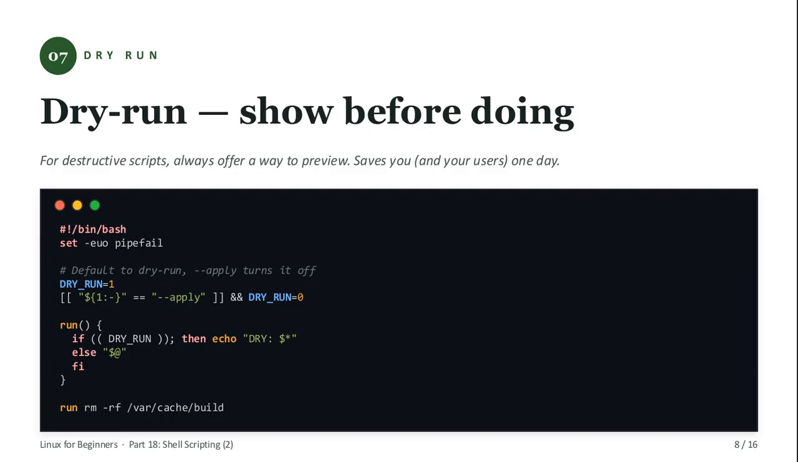Now, traps catch failures after they happen. But for anything destructive, you want a layer that prevents the failure in the first place. That's the dry run pattern. Notice the default here. DRY_RUN starts at 1, and you have to explicitly pass --apply to actually do the thing. The run wrapper either echoes what would happen or executes it. So that rm -rf at the bottom? By default, it just tells you what it would delete. Safe by default, dangerous on demand. That's the right way around.